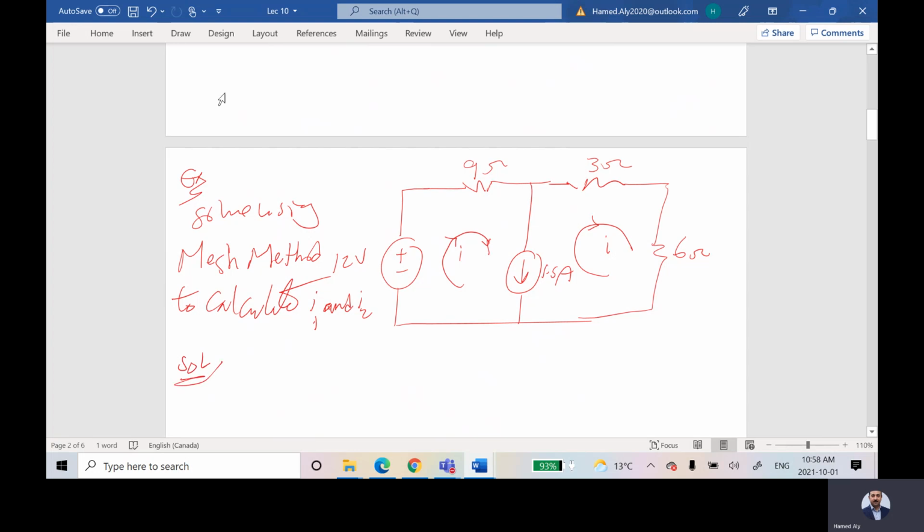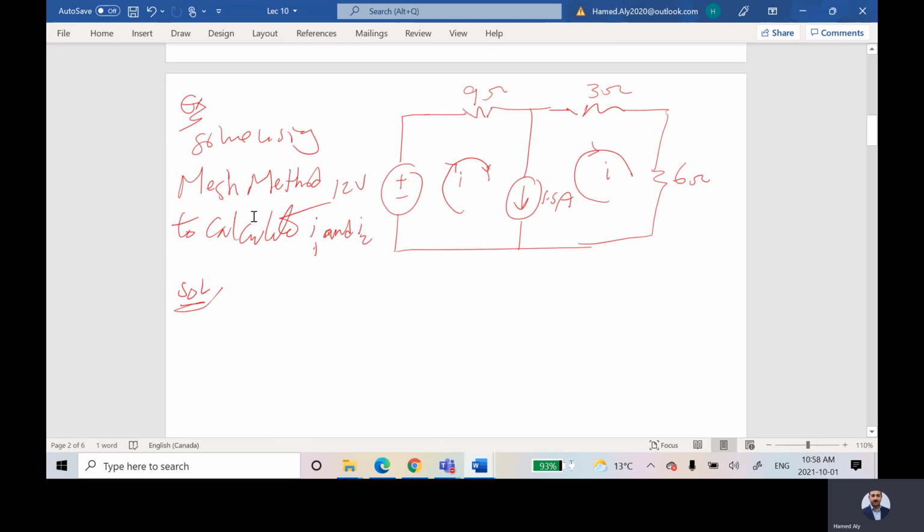So I'm going to say summation of the current for each mesh is equal to zero. Do we have a super mesh? Yes. Do you like to use the super mesh or say summation of the voltage for each mesh is equal to zero? As you like, it doesn't matter. Okay, let us use the super mesh. So this current is I1. What is this current? In 9 ohms, it is I1 as well. What is this current? It's I2.